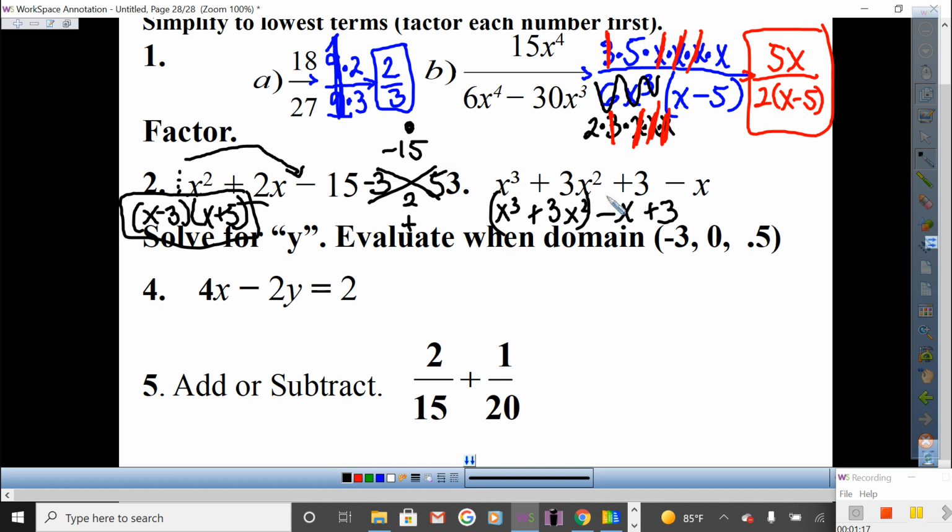Anyways, group. The GCF here is x squared. We're left with x plus 3. Plus, the GCF here is negative 1. We're left with x minus 3. Now, since this is not exactly like this, that's where we're going to stop. Can't factor anymore.